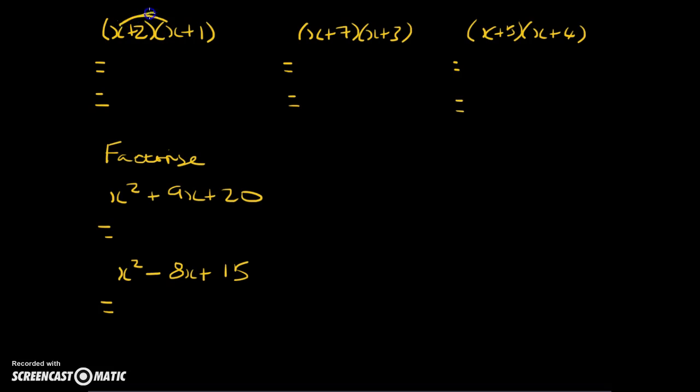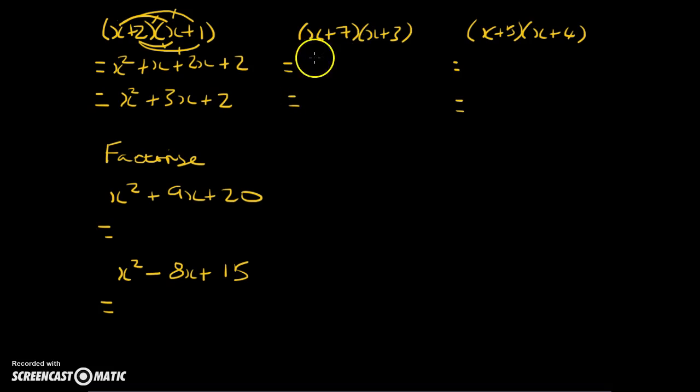So we'll start off expanding. Crab claw technique. X multiplied by x is x squared, x multiplied by 1 is x, x multiplied by 2 is 2x, and finally 2 multiplied by 1 is 2. So we get x squared plus 3x plus 2. So we're gathering together those x terms.